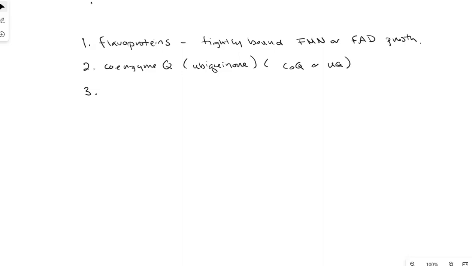There's several cytochromes. And these are proteins which contain heme prosthetic groups.